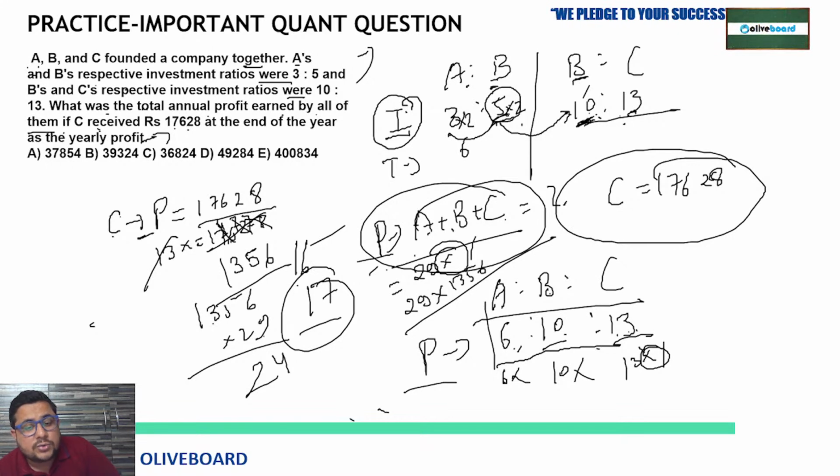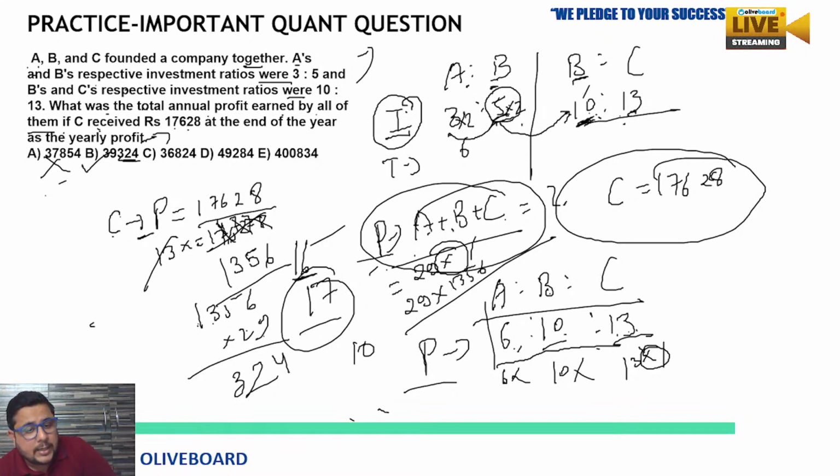Now 29 into 3, 87. 87 plus 16, 103. So 3, 10 carry. So 324 is there, okay, given anywhere? Just see the last three values here, and only option B matches. So that is going to be the answer.